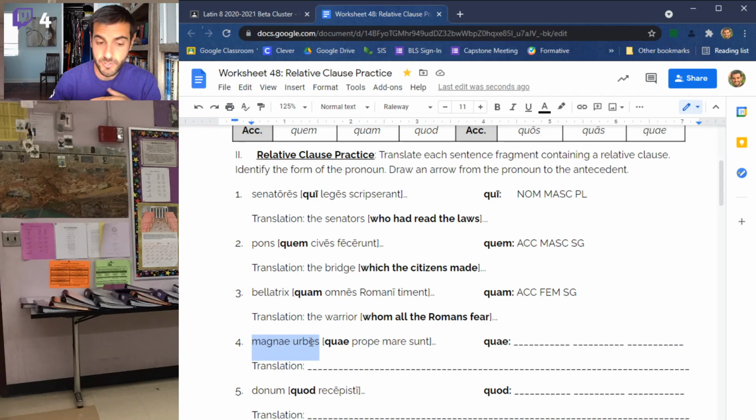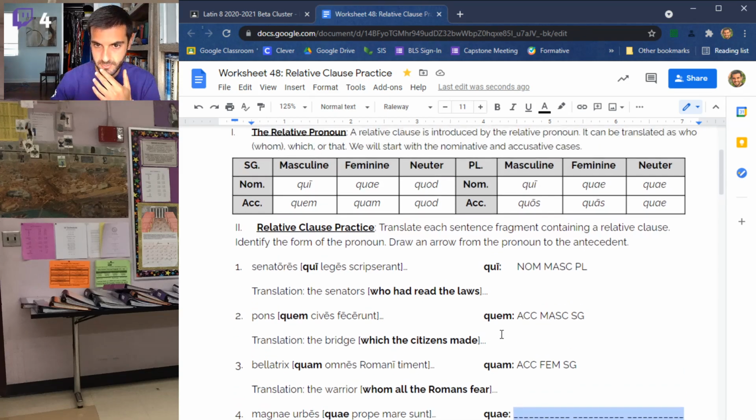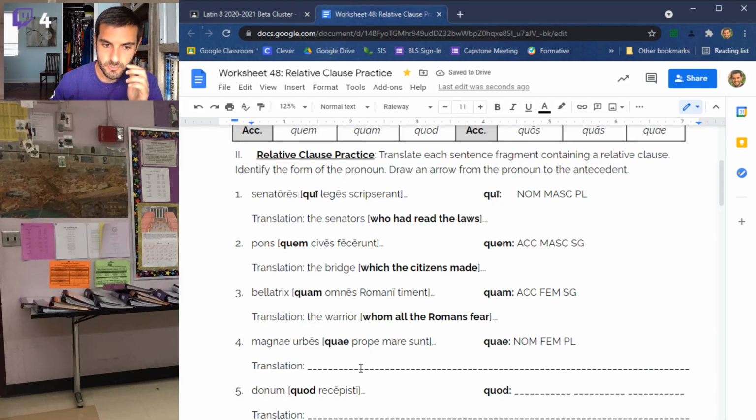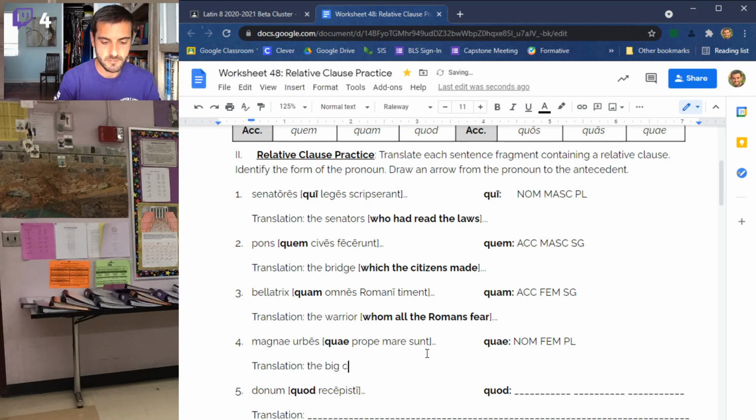Magnae urbes, we're talking about big cities. So I know I'm going to be feminine and plural. Quae, we're going to eliminate the neuter possibilities if we go up here. So it's not neuter. It's either feminine singular or feminine plural. Since I'm talking about the cities, I know it's going to be feminine plural. So this is nominative. Has to be nominative. It's the only form that works. Nominative, feminine, plural.